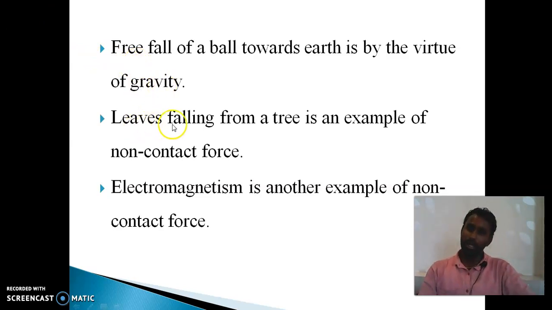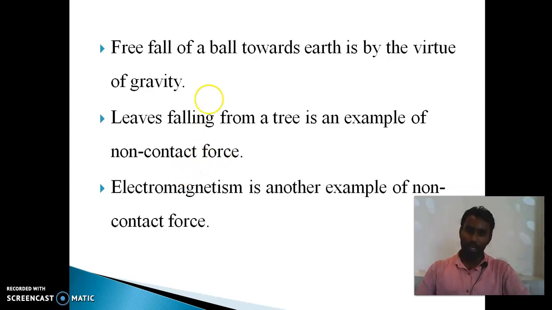Next one: leaves falling from a tree is an example of non-contact force. When the leaves on a tree mature and fall, there is no direct physical contact between the earth and the leaf. Then how does it come down? Because of the gravitational force only.